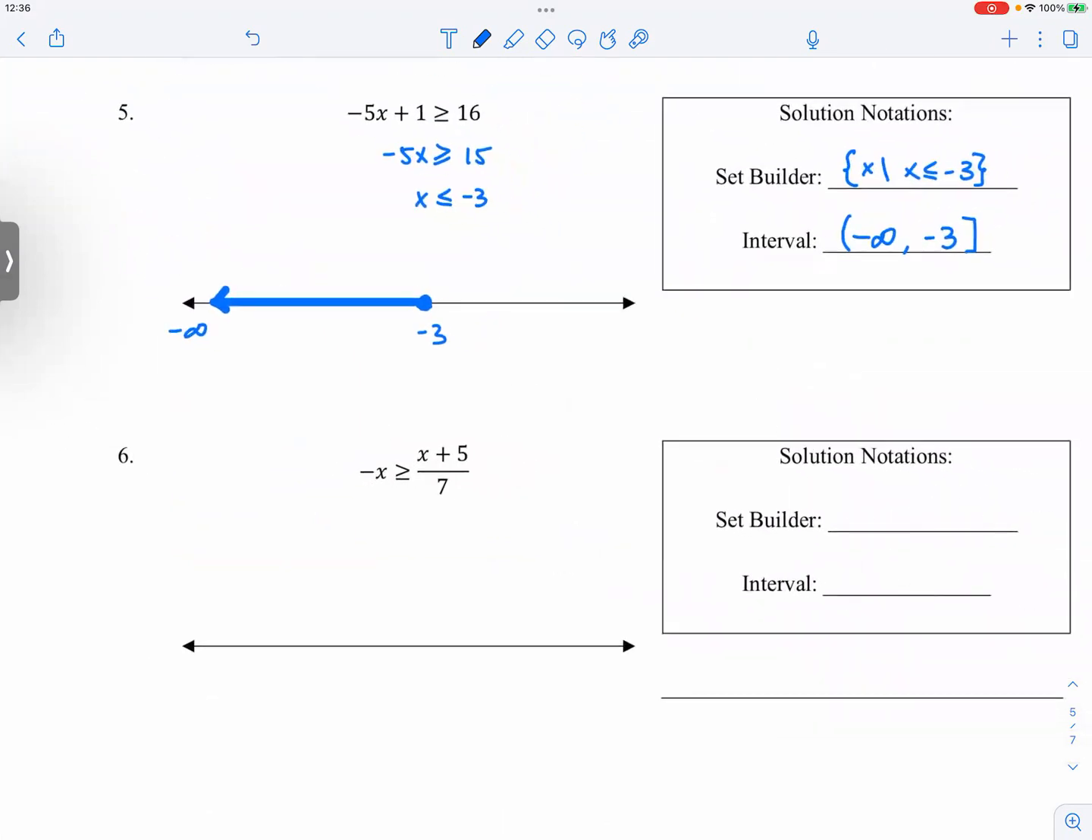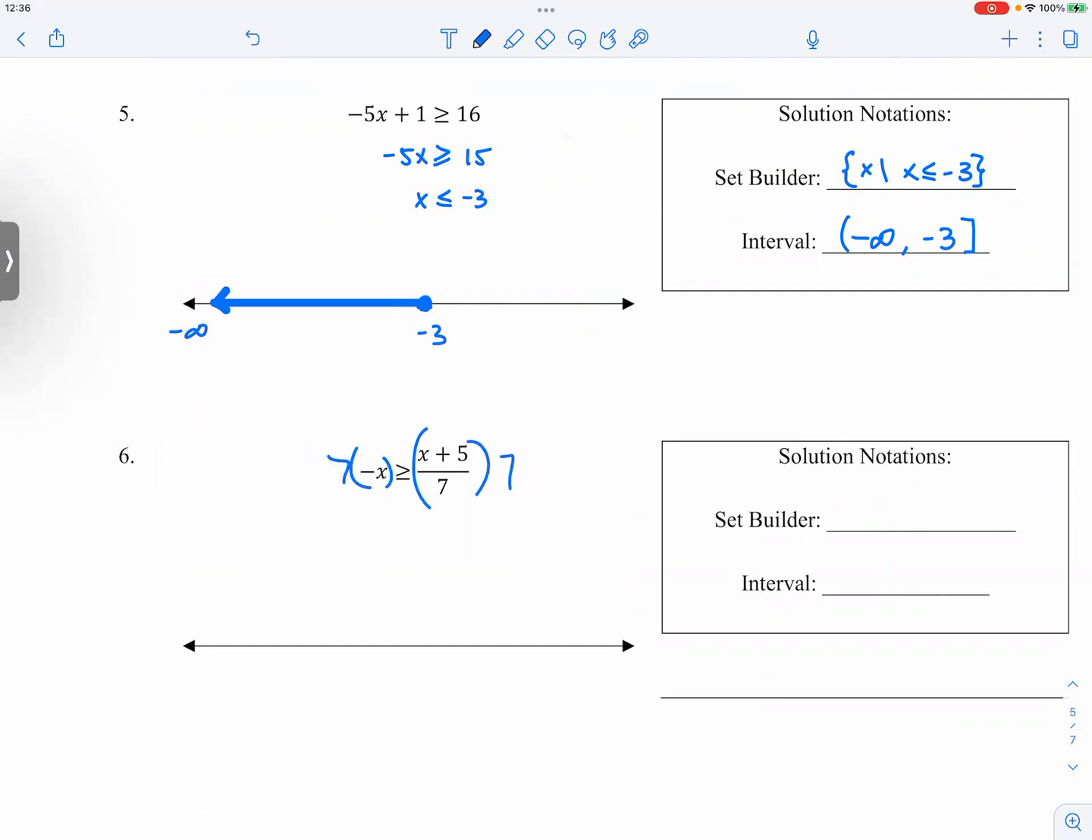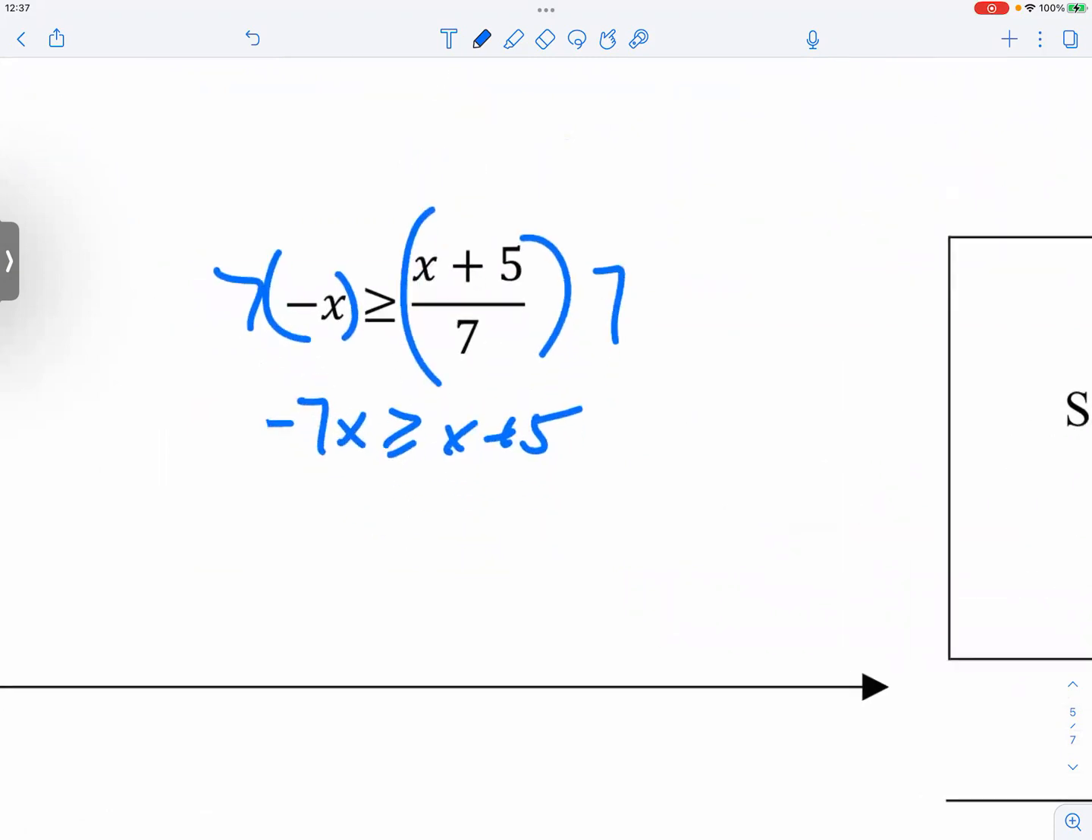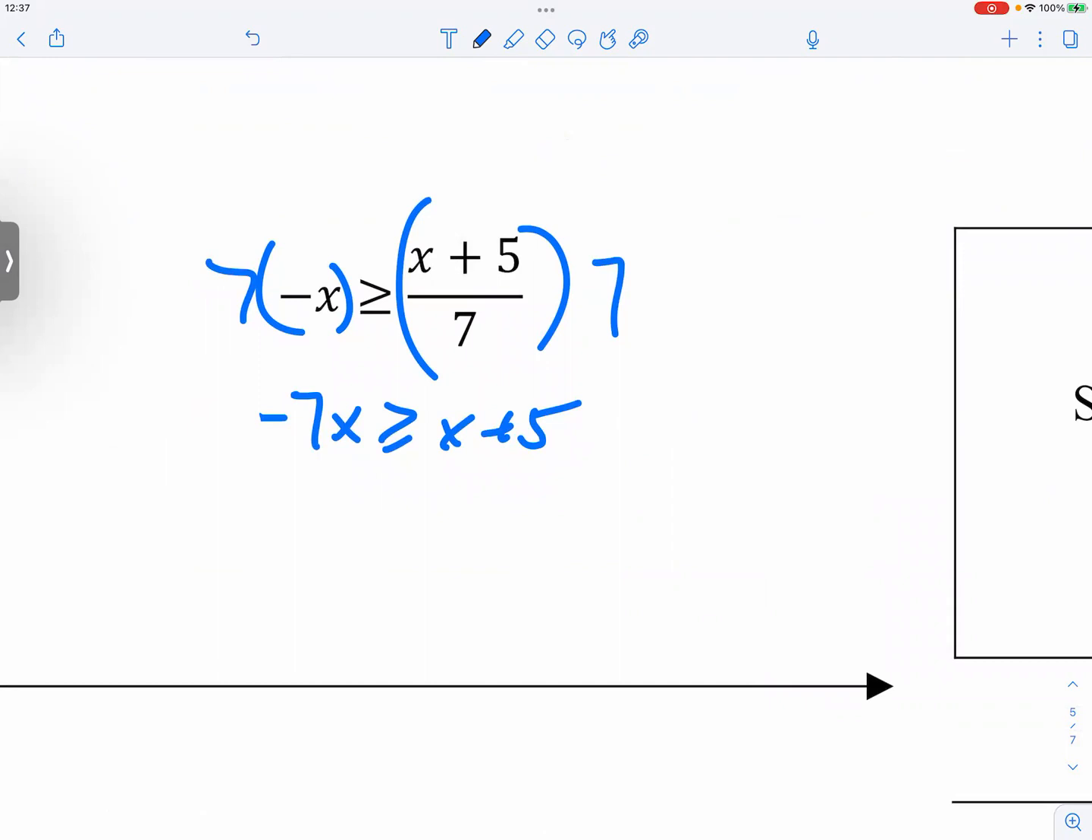And then we have number 6. Again, we don't like fractions, so therefore we will multiply both sides by 7. That would make our lives a lot easier. Okay, so negative 7x is greater than or equal to x plus 5. So subtract x on both sides, you will have negative 8x is greater than or equal to 5, and x is less than or equal to negative 5 over 8.